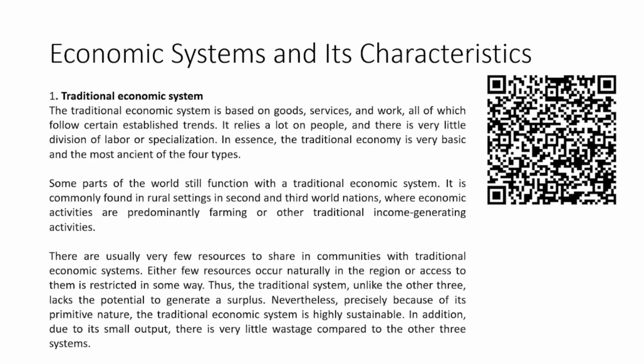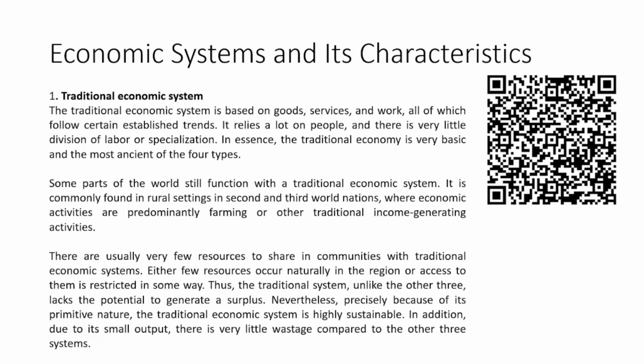Then we have economic systems and their characteristics. Number one is the traditional economic system. This is based on goods and services and work which follow certain established trends, relies a lot on people, and there is very little division of labor or specialization. In essence, the traditional economy is very basic and the most ancient of the four types. Some parts of the world still function as a traditional economic system.